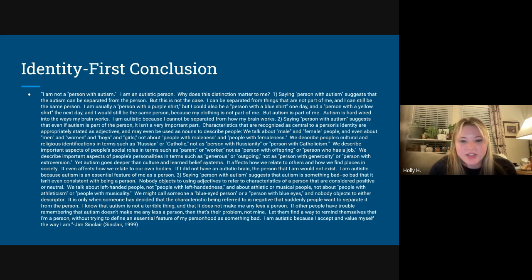Why does this distinction matter to me? 1, saying person with autism suggests that autism can be separated from the person, but this is not the case. I can be separated from things that are not a part of me, and I can still be the same person. I am usually a person with a purple shirt, but I could also be a person with a blue shirt one day and a person with a yellow shirt the next day, and I would still be the same person because my clothing is not part of me.